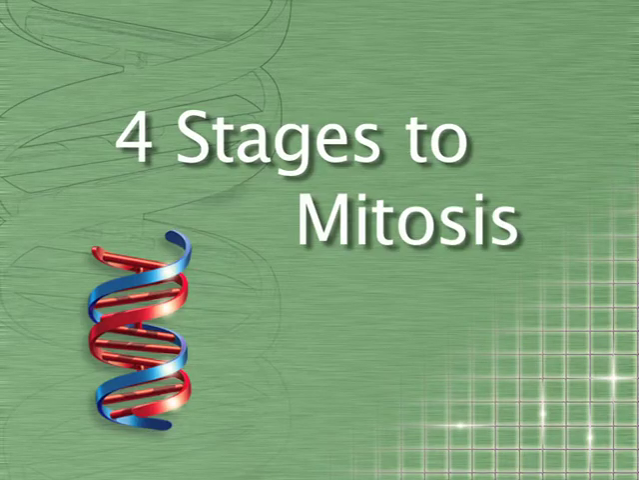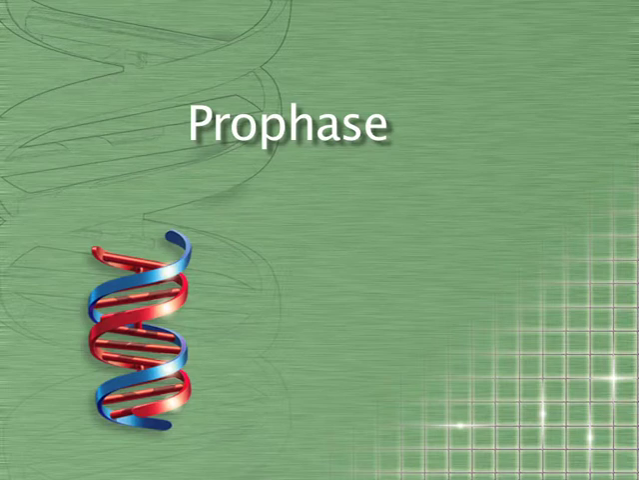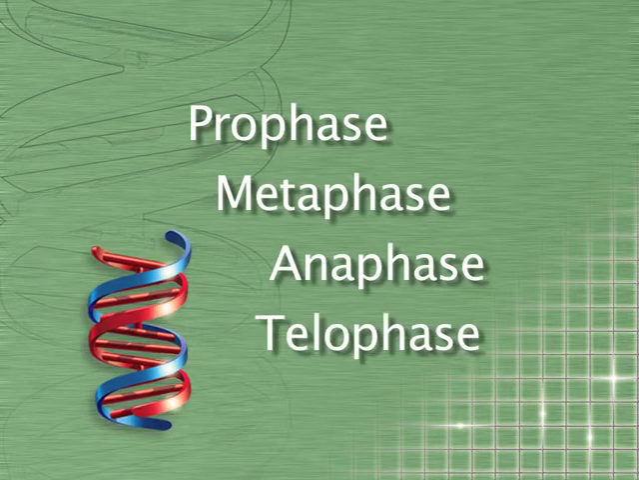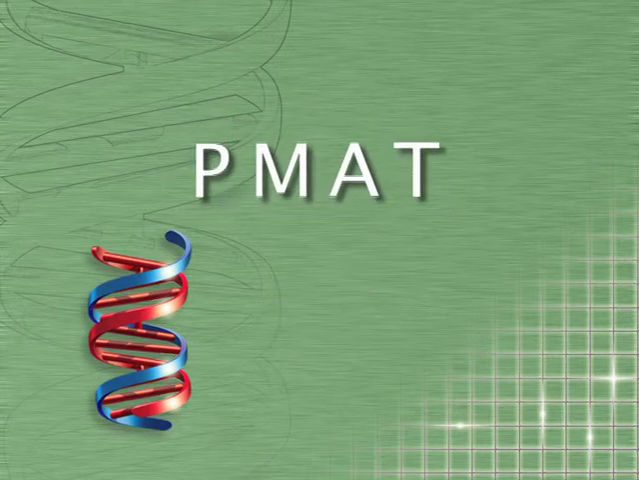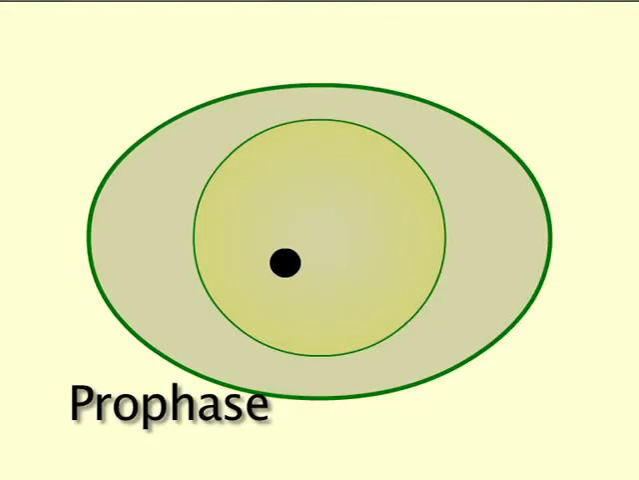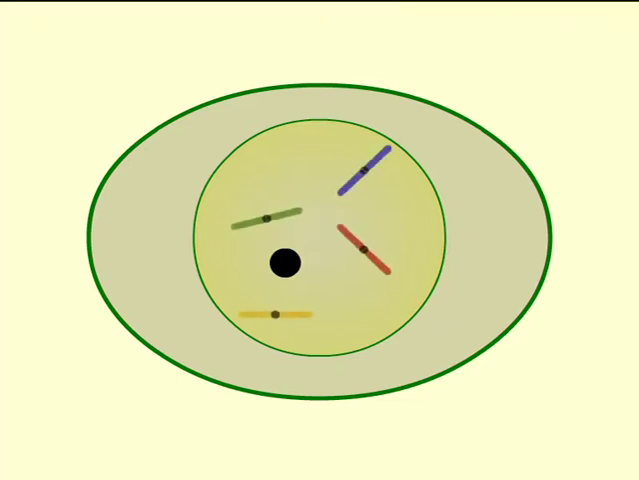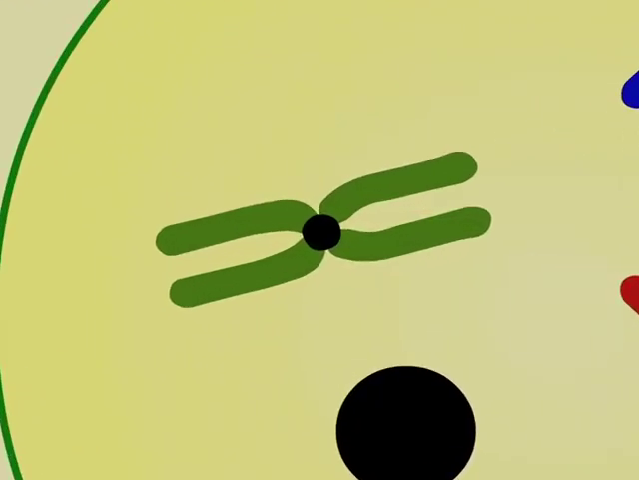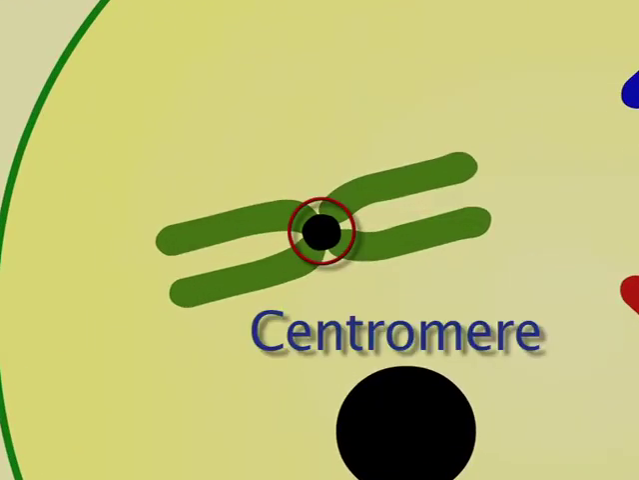There are four stages to mitosis: prophase, metaphase, anaphase, and telophase. Remember the order: P, M, A, T, or PMAT. Prophase. In early prophase, the DNA of the chromosomes, the chromatin, begins to condense and coil, and so the chromosomes take up stains and become visible. By late prophase, each is seen to be made up of two chromatids joined at the centromere.